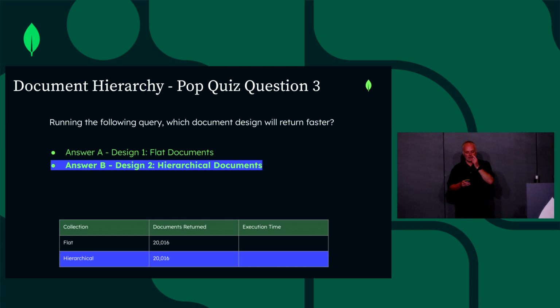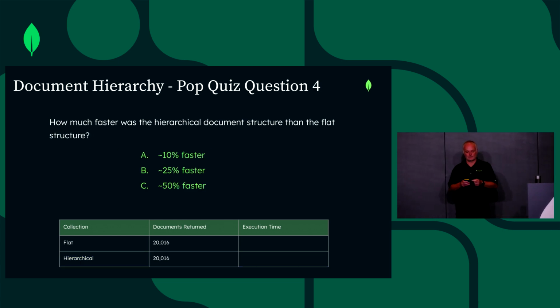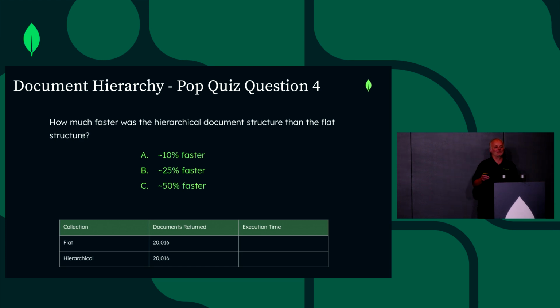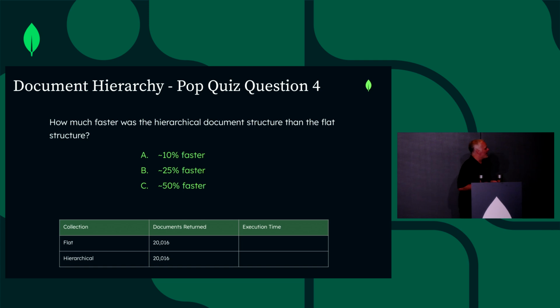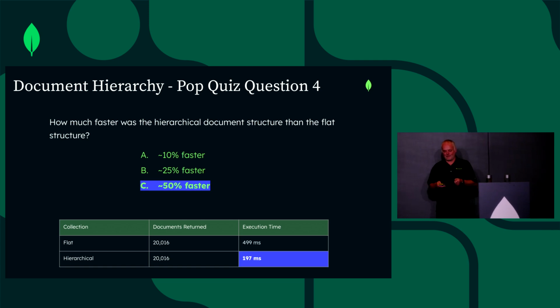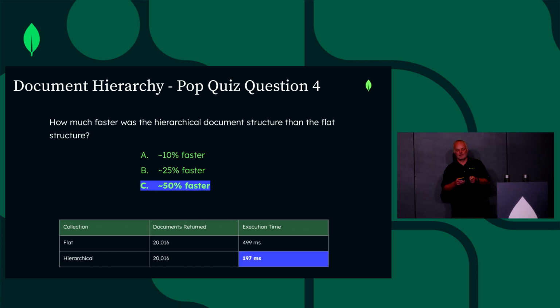How much do you think it sped it up by? 10% faster? 25? 50%? OK, you guys just think it's going to be the biggest number every time, don't you? And the answer is yes, 50% faster. So what's the reason for that?